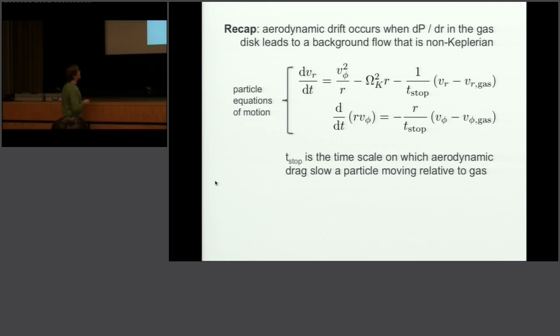So the gas is generally slightly sub-Keplerian. The particles, if you like, would like to be Keplerian, and so they suffer this headwind, this aerodynamic headwind, which causes them to spiral in.